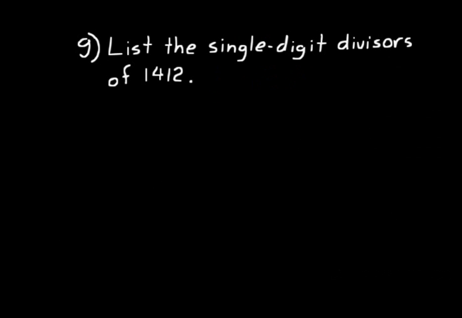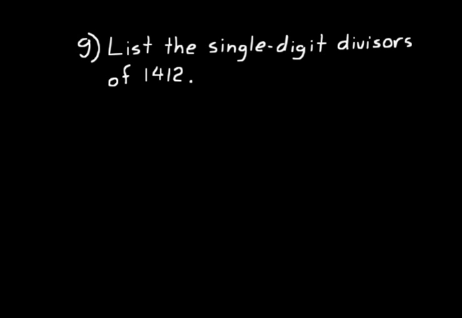Look at practice problem G. It's the same thing you've been doing, it's just worded a little bit differently. It says list the single digit divisors of 1412. Well, if you have a divisor and you get a whole number without a remainder, that's a factor. That's the definition of a factor. A factor is a whole number that divides another whole number without a remainder. So another way you can think about that is a factor is a whole number that's a divisor of another whole number without a remainder.